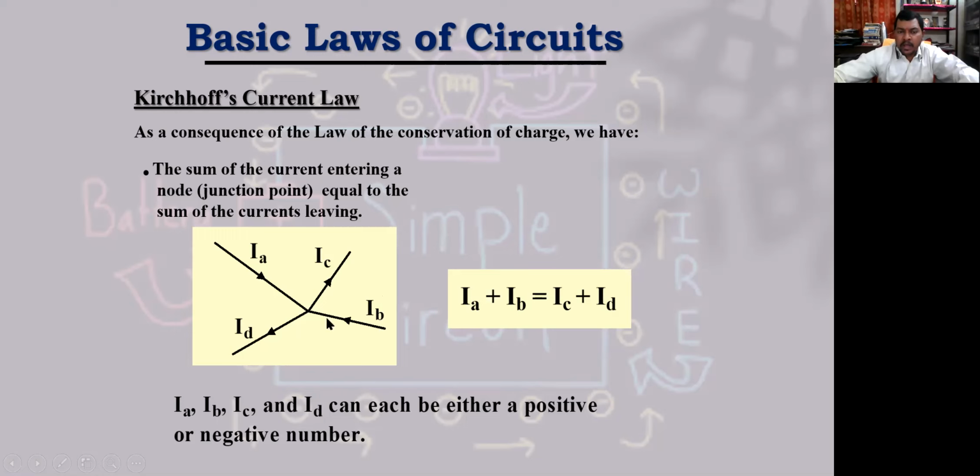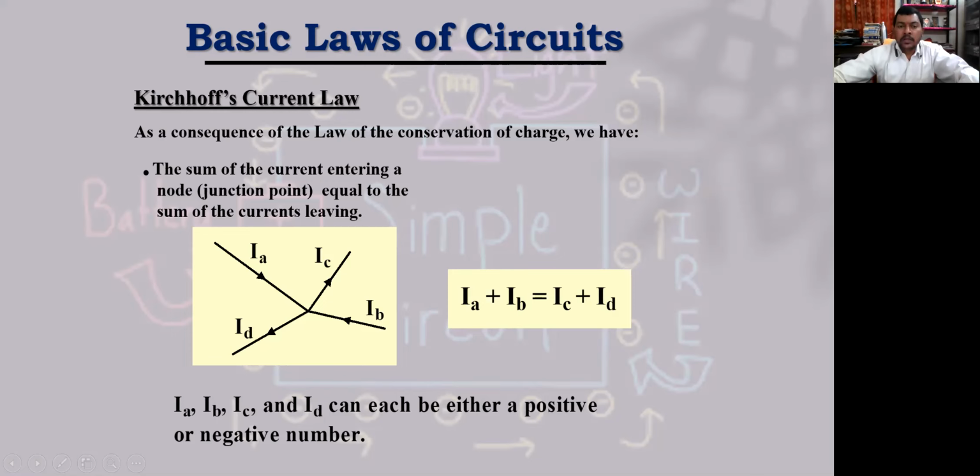So IA, IB are entering the junction, so I have taken IA plus IB, and that must be equal to IC plus ID, right? IA, IB, IC, and ID can each be either positive or negative, depending on how you take it. If you take IA and IB entering the junction as negative, then IC and ID should be taken as positive. If you take IC and ID to the left hand side, then IA plus IB minus IC minus ID must be equal to 0. That gives you another definition of Kirchhoff's current law.